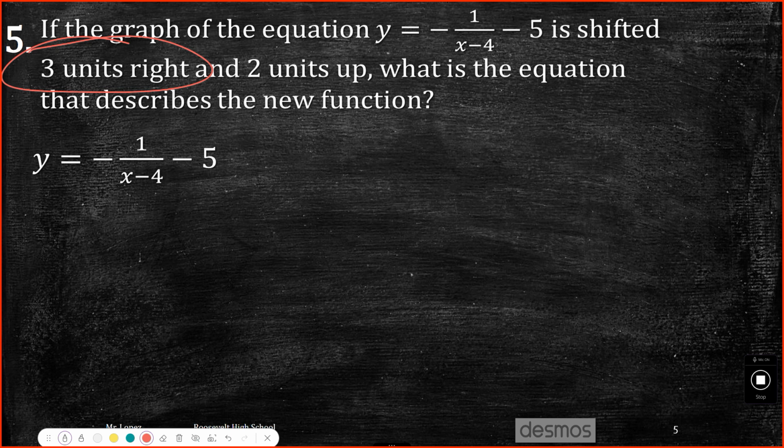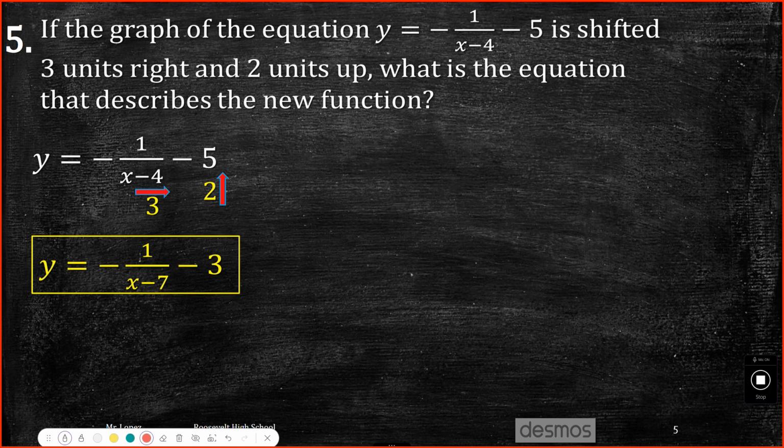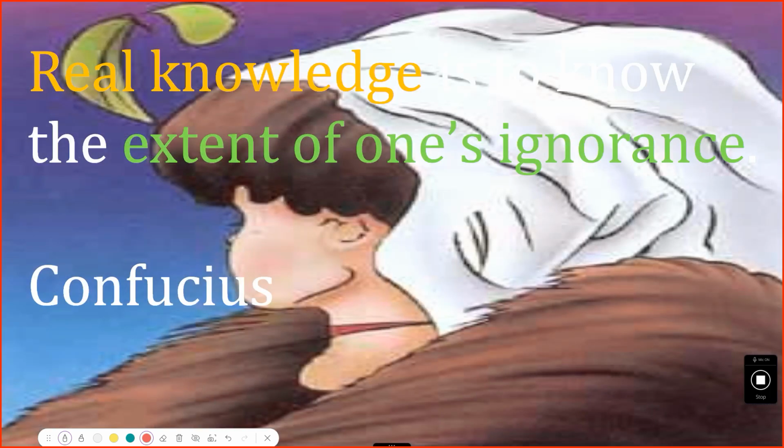Yeah, the answer is -7. It's -3, no? And then what? And 2 units up, that'll be what? +2? So it's going to be what? y equals 1 over what? x -7 -3? Yeah. We're done. That's it.